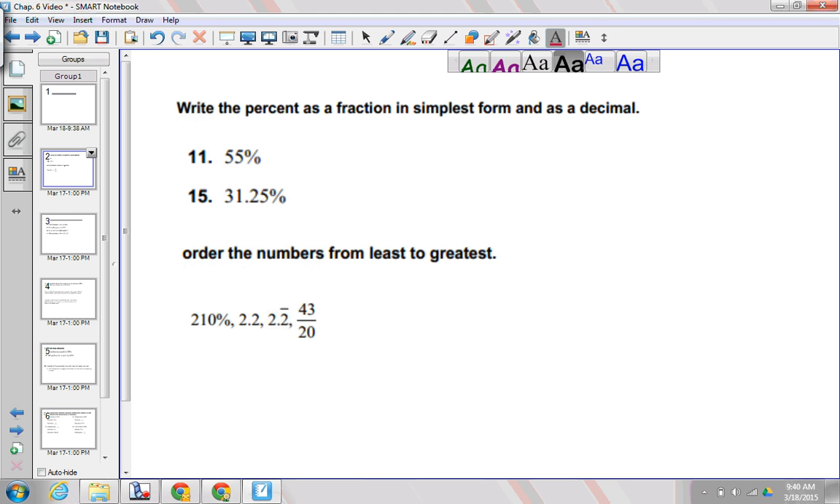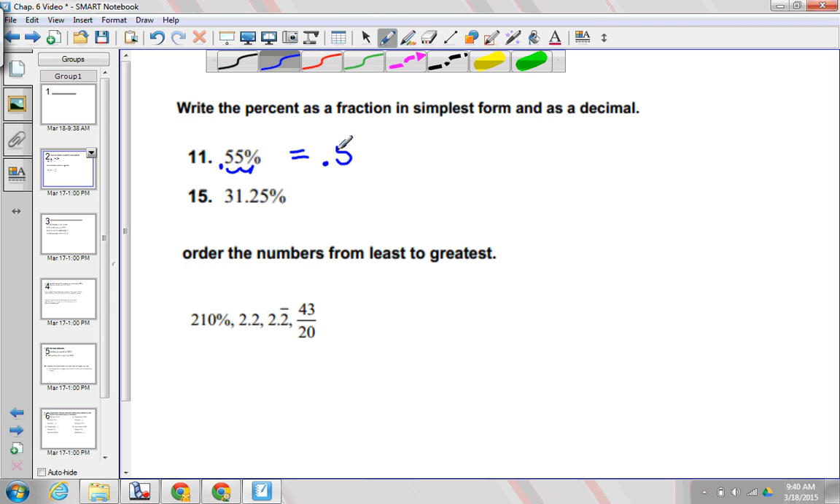Here we go. Let's write percents as fractions and as decimals. To write a percent as a decimal, we have to divide by 100. So that means move the decimal place over 2 places to the left. And when we're writing our percent as a fraction, we write the decimal to the correct place, and then we have to simplify it. So 55 over 100 could be simplified to 11/20.